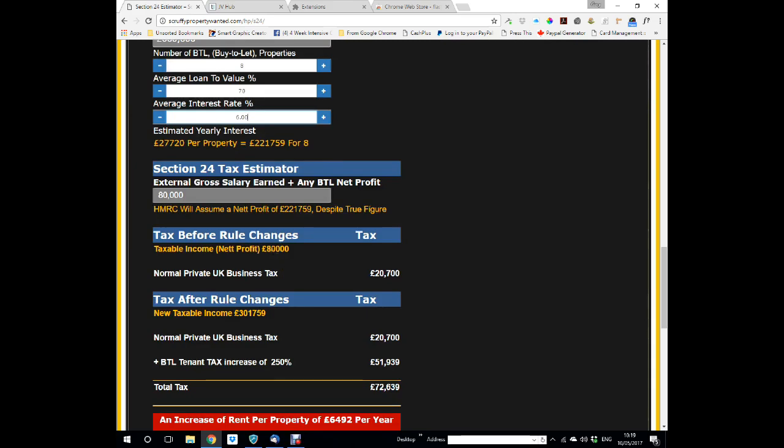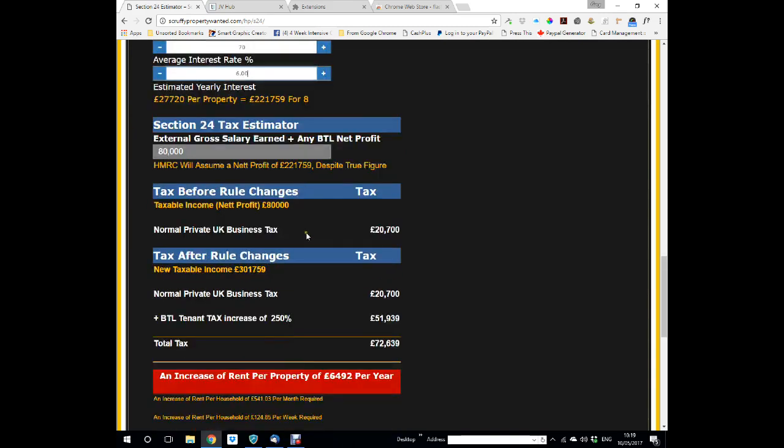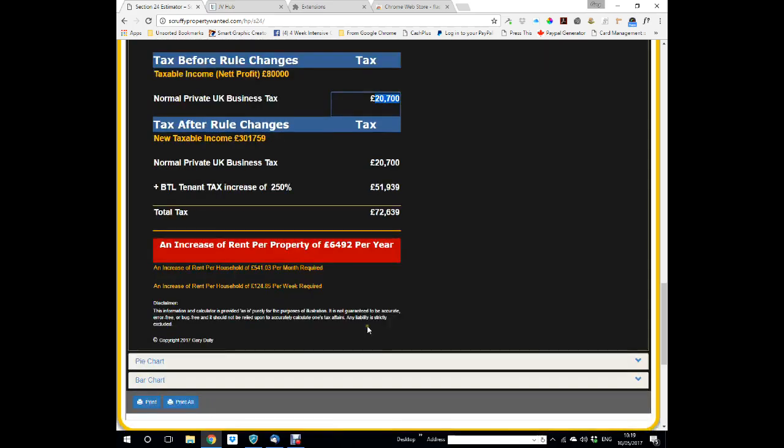Okay, so your tax bill used to be £20,700, but it's going up to £72,639. That's a rent increase required from each property of £6,492 a year required from that tenant. Now, hopefully your tenant's got that sort of money, because it's £541 a month. Now, if they haven't got that sort of money, you're going to have to find that money. And if you can't find that money, you've got big problems.